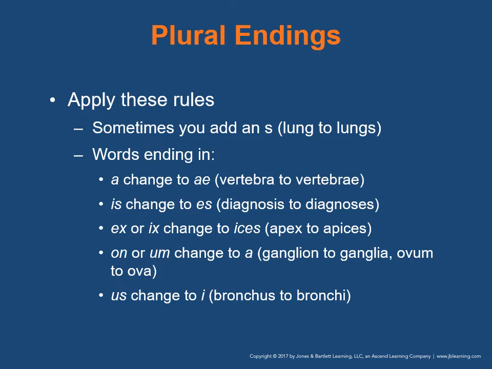Singular words that end in EX or IX change to ICES, such as apex becomes apices. Singular words that end in ON or UM change to A. Examples are ganglion becomes ganglia and ovum becomes ova. Singular words that end in US change to I. An example of this is bronchus to bronchi.